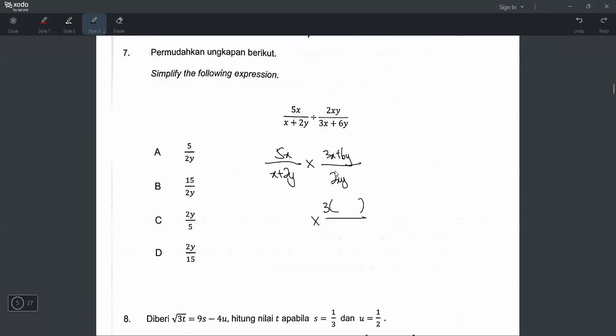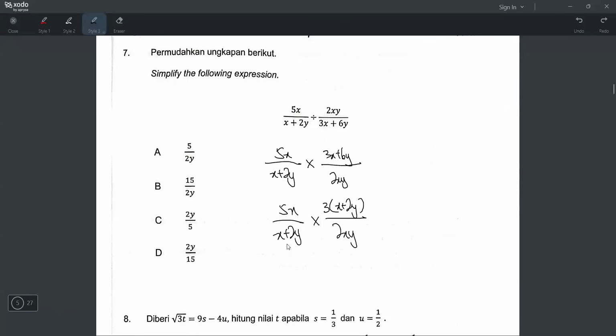So divide by 3, you get x. And then 6y divided by 3 is 2y. And then you're left with 2xy at the bottom. And then here stays the same, 5x over x plus 2y. And how do you multiply fractions? You do top times top, bottom times bottom, right?